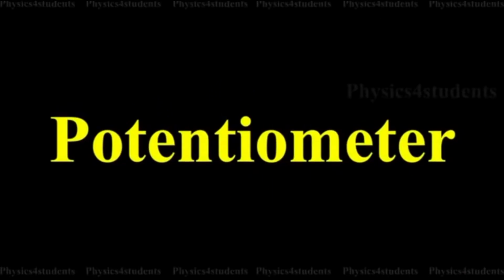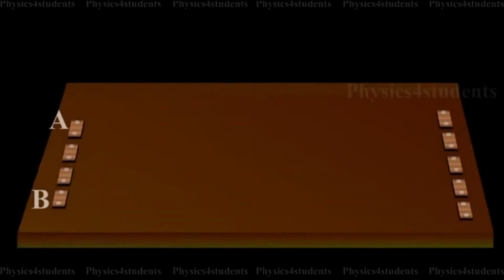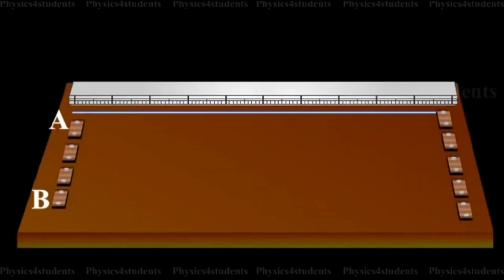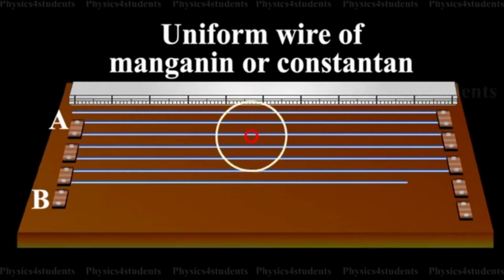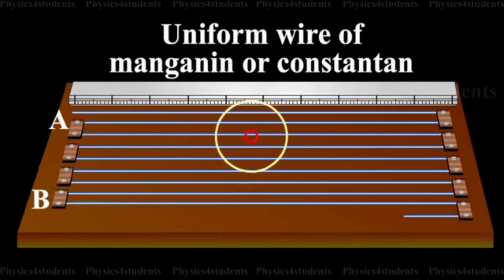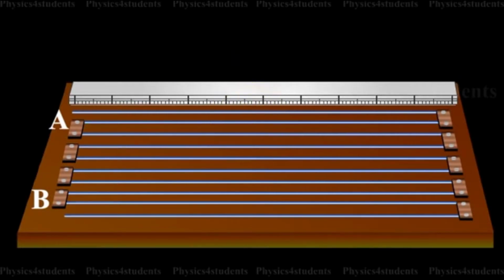Potentiometer. The potentiometer is an instrument used for the measurement of potential difference. It consists of a 10-meter long uniform wire of manganese or constantan stretched in 10 segments, each of 1 meter length. The segments are stretched parallel to each other on a horizontal wooden board. The ends of the wire are fixed to copper strips with binding screws.